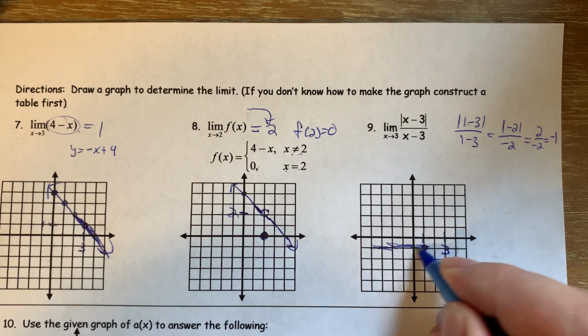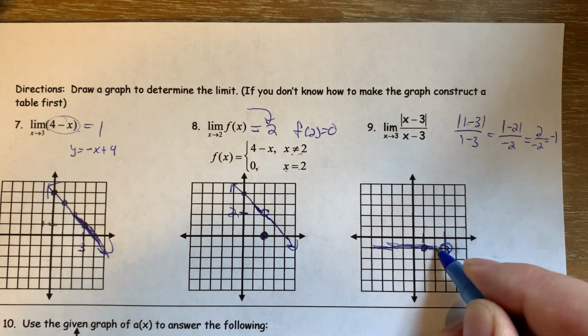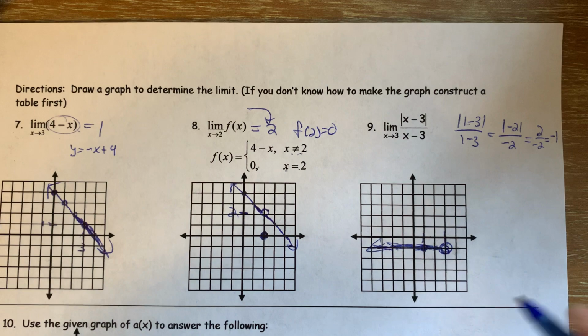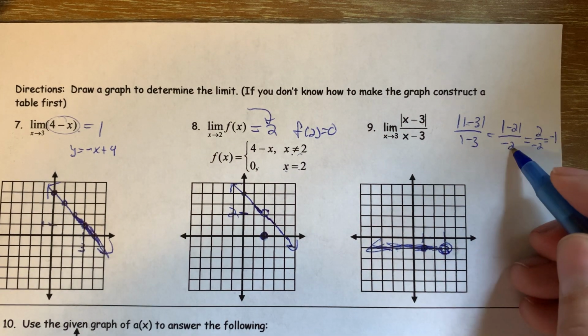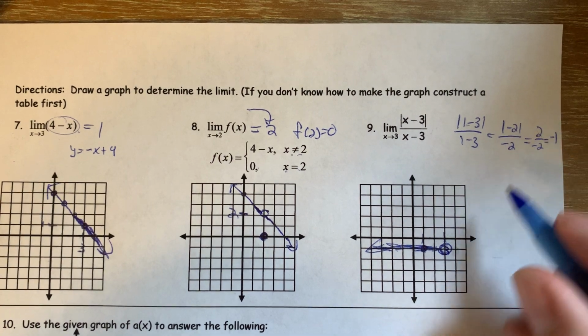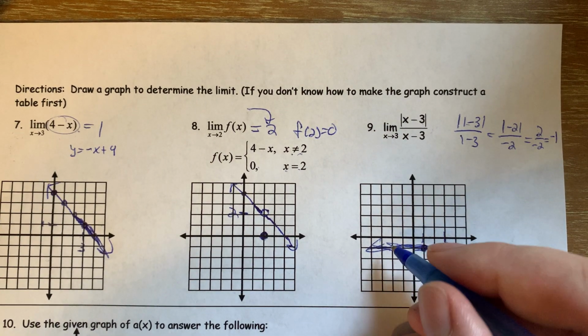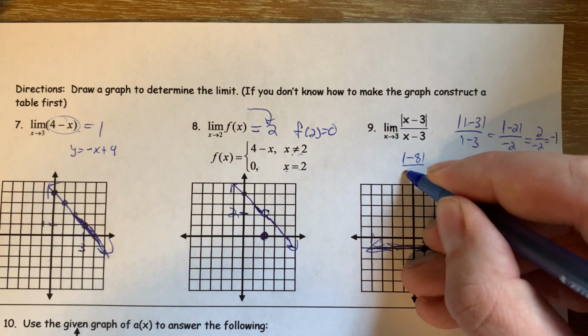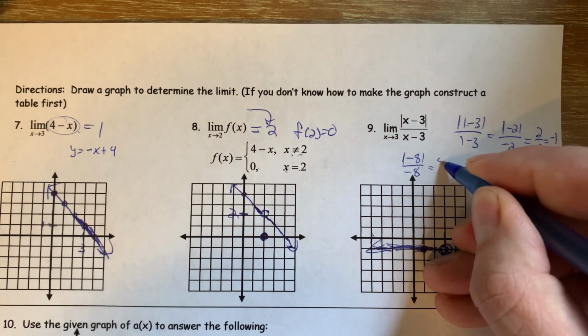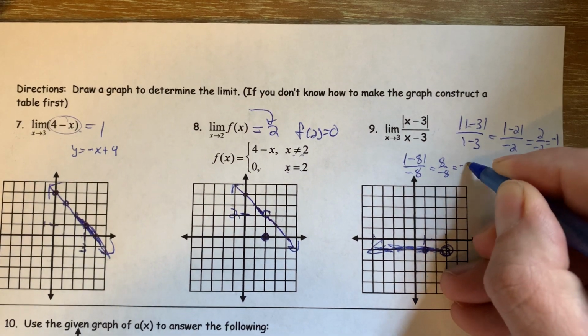The graph ends up looking like this. You can verify that. The graph looks like this because what we'll always end up having is the absolute value of a negative divided by a negative, and the absolute value will turn the top to be positive. So for instance, if I pick x equals negative 5, I'll get the absolute value of negative 8 divided by negative 8. That's positive 8 over negative 8, which is negative 1.